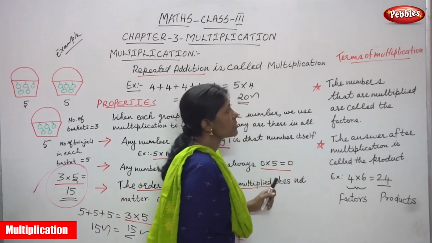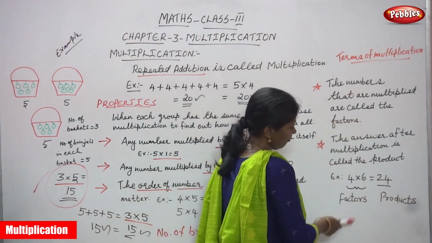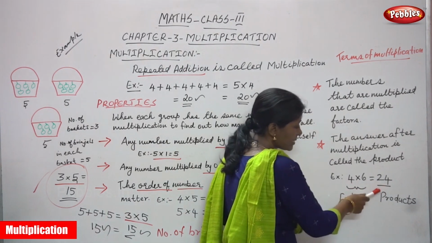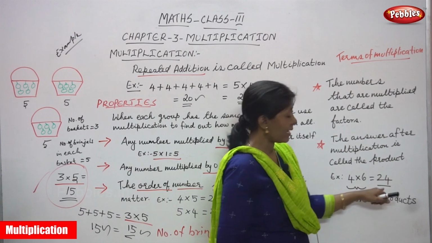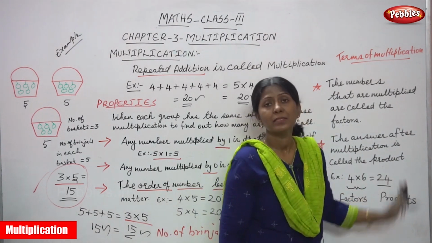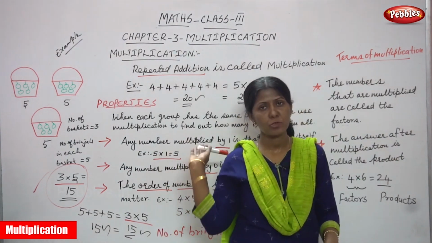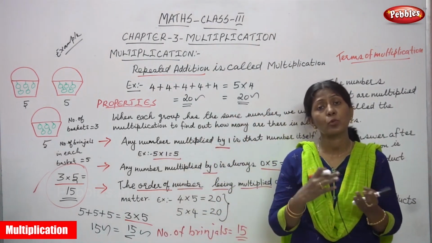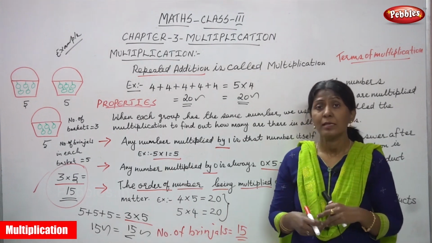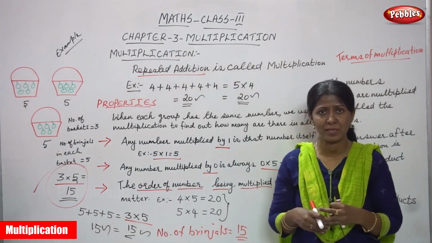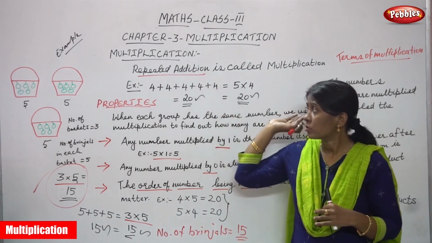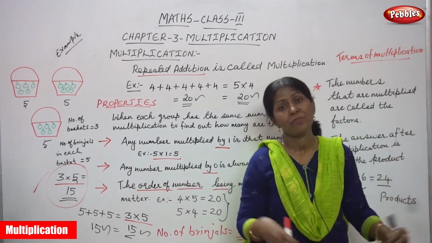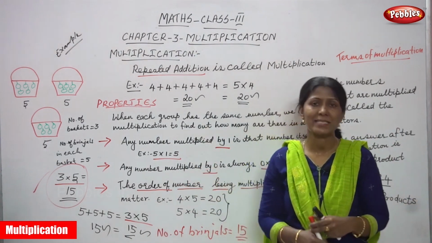So I think you understand, the numbers that are multiplied are called the factors. Any two numbers that are multiplied are called factors. The answer after the multiplication is called a product. This is the terms of multiplication. I think you understand the definition and the other terms of multiplication. That means repeated addition, otherwise we can call it multiplication. So we must know the definition of multiplication, the properties of multiplication and also the terms of multiplication. With an example we have seen. I think you understand very clearly.